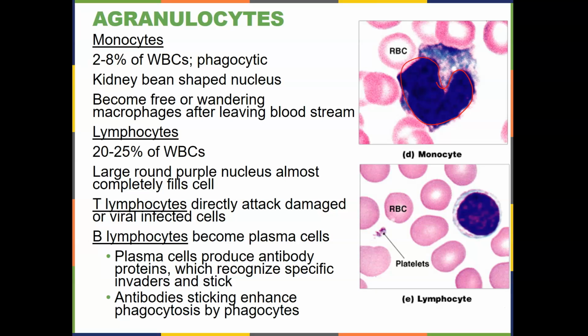Lymphocytes, on the other hand, are 20 to 25% of our white blood cells and have simple round nuclei. These are the ones that can turn into T cells or B cells. They start out with a big purple nucleus, which almost fills the entire cell. You always know this is a lymphocyte because the nucleus is almost as big as the whole cell. T lymphocytes are going to attack damaged or virally infected cells. So basically what happens is the B cells go and tag the infected cell, and then the T lymphocyte comes along and kills that cell.